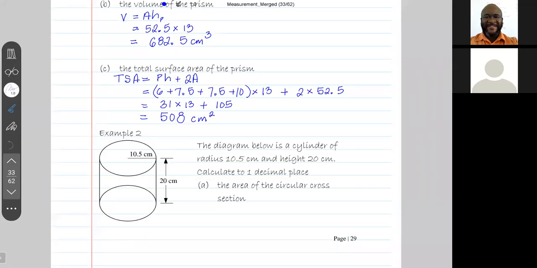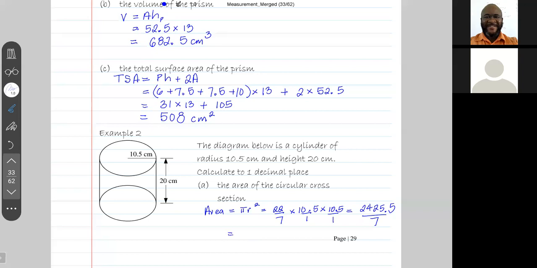All right, so for example 2, the first thing we're asked to do is to calculate the area of the circular cross section. All right, so the area of a circle is equal to pi r squared. This would be 22 over 7 times 10.5 times 10.5. So you're going to multiply everything at the top and then divide by 7. So it's going to be 22 times 10.5 times 10.5. So this is 2,425.5 divided by 7.